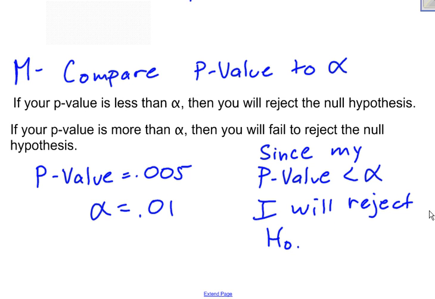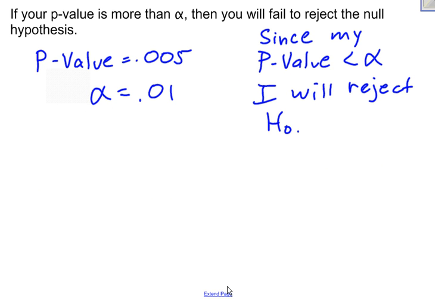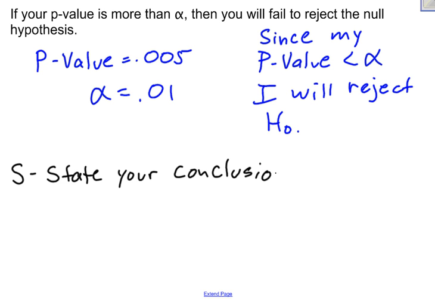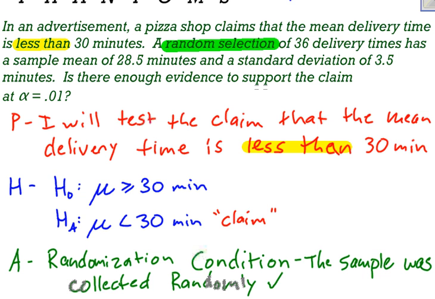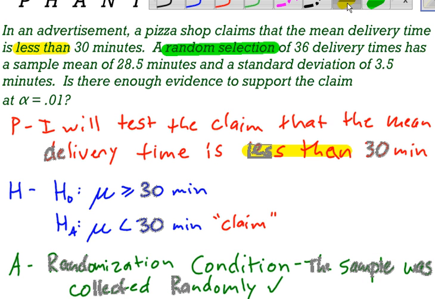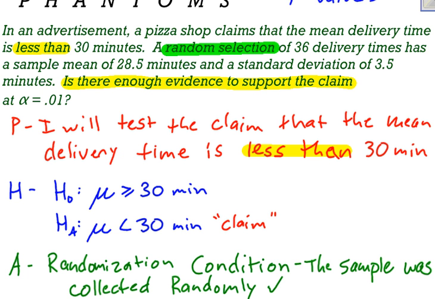Well, that leads us then to the very last step in phantoms. And the last step in phantoms, S, is state your conclusion. Well, I've already said that I'm going to reject the null hypothesis, but what does that mean? Does my evidence support the claim? Because if I look back at the question, I am testing the claim. I am not testing the null hypothesis or the alternative hypothesis. I am testing to see if there is enough evidence to support the claim.